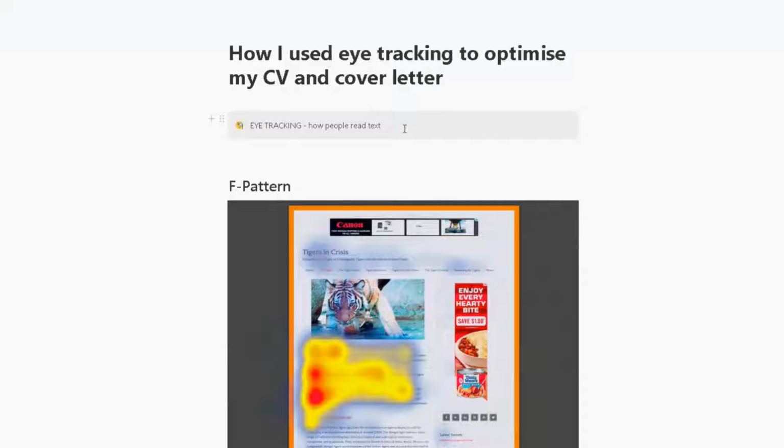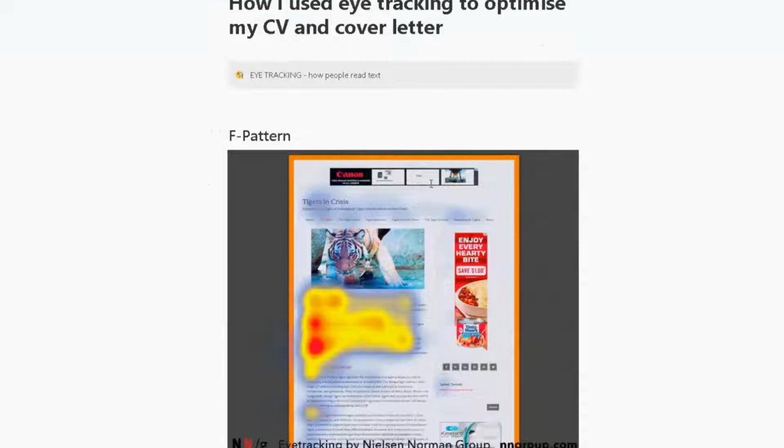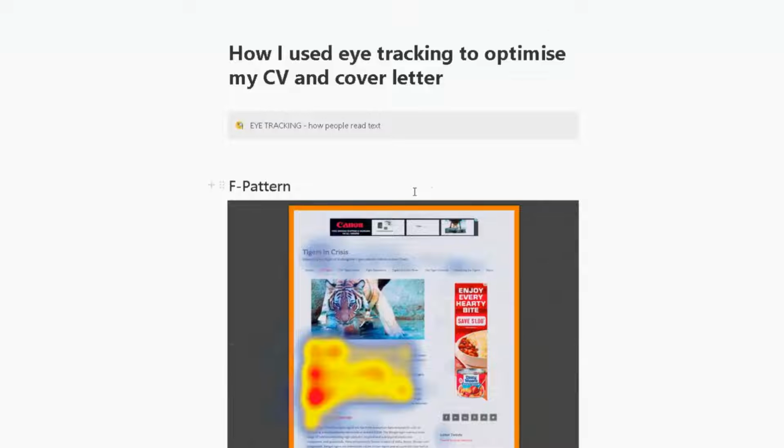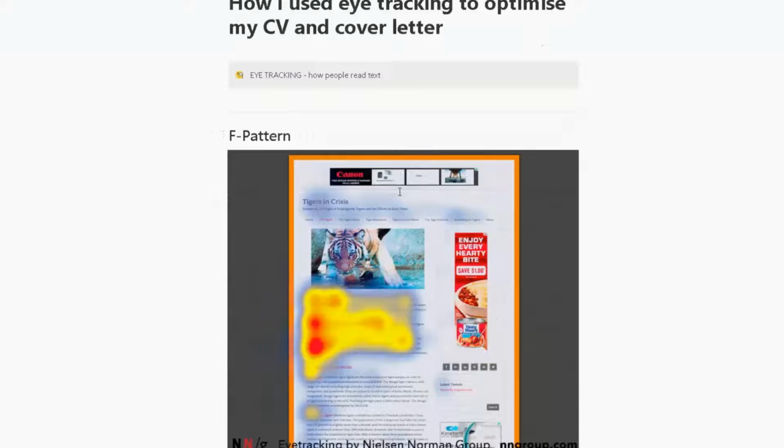So what is eye tracking? Eye tracking is how people look at the screen, and in particular we're interested in how people read text. So the first thing I want to talk to you about is the F pattern. The F pattern is how the majority of people read text.